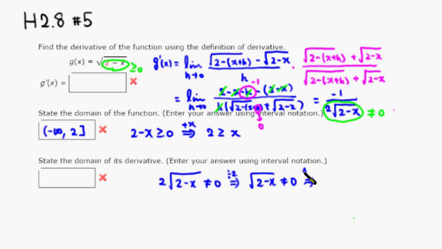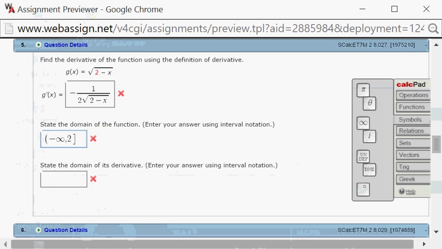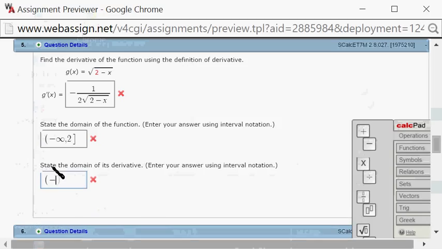Then you can square both sides to get rid of the square root. Then you can add x to both sides, so 2 is not equal to x, so x cannot be equal to 2. So from the domain above, we have to actually eliminate 2. So it's going to be negative infinity to 2, but you cannot include 2. So the domain is negative infinity to 2 with the parenthesis.